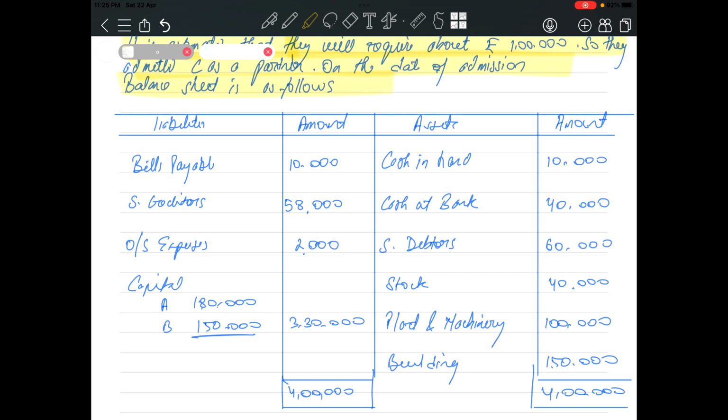See, balance sheet has been given. Let's see the liability side first. Bills payable. I have again discussed this, bills payable and bills receivable, bills of exchange, in the best way possible, taking the real life example of how we actually deal with these things in real life. You can go and watch that in the basic lecture. It was very interesting.